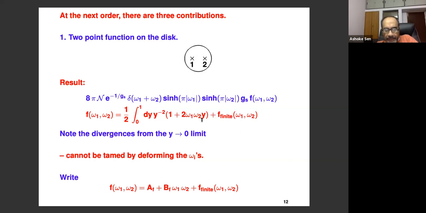But this part is what will be of interest to us, because you see that here there is a divergence from the y going to 0 end, and the exponents are independent of any external energies. So you cannot treat this divergence by any analytic continuation. At this stage, the best we can do is to label this as some constant AF that represents this integral, and then another constant BF times omega 1 omega 2 that represents this integral. And then, of course, the finite piece is well defined. So AF and BF at present are unknown constants. From the worldsheet perspective, they are divergent constants.